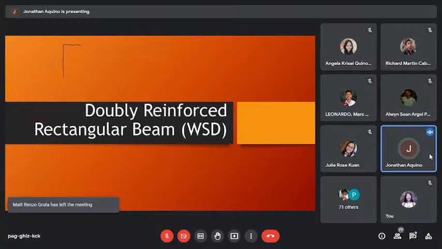So yung doubly reinforced rectangular beam natin, we have tension reinforcement plus compression reinforcement. Although in real situation, there's no such thing as singly reinforced rectangular beam. Although we designed the beam as singly reinforced rectangular beam, but by code requirement, we need to provide at least 2 bars on the other face of the other side of the beam.